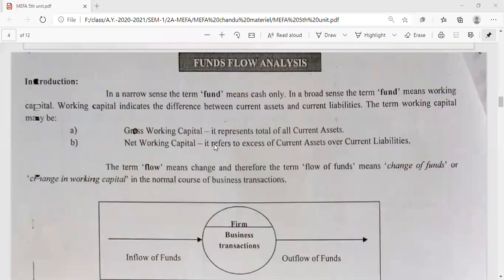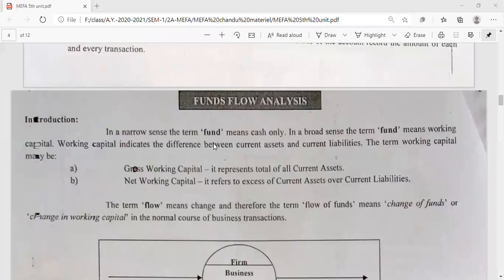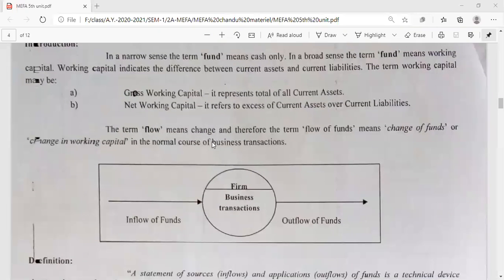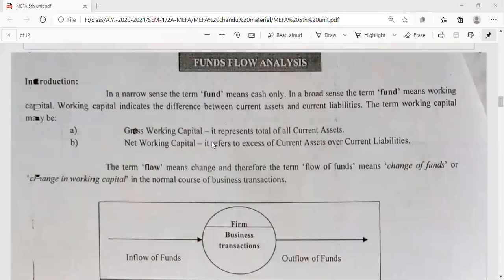Okay. Next is the fund flow analysis. In the narrow sense, the term fund means cash flow only. Funds means cash. In the broad sense, the term fund means working capital. Funds means cash, and also funds means working capital.